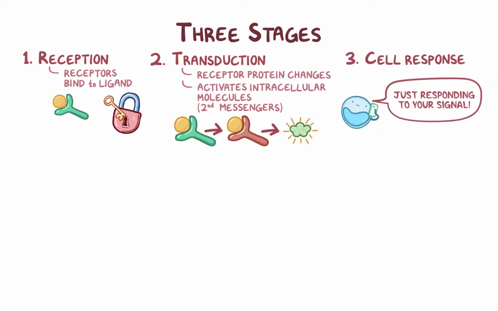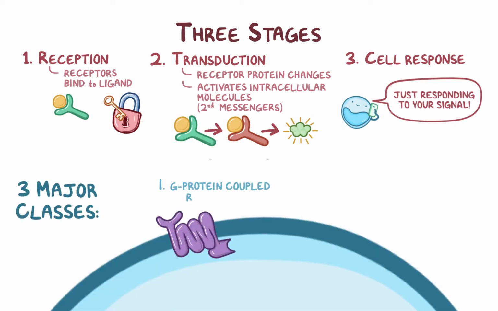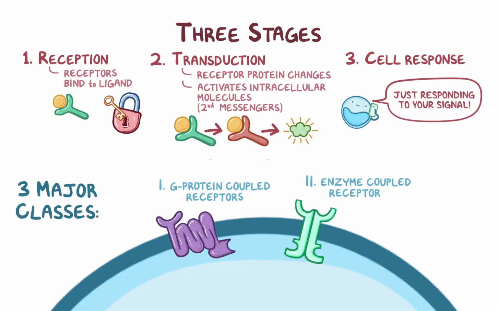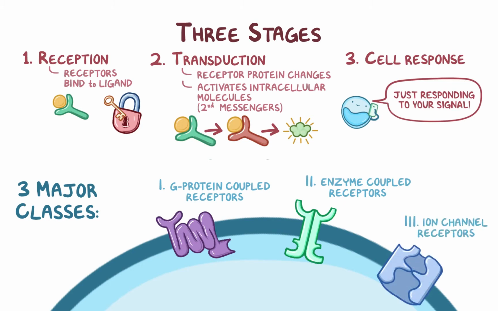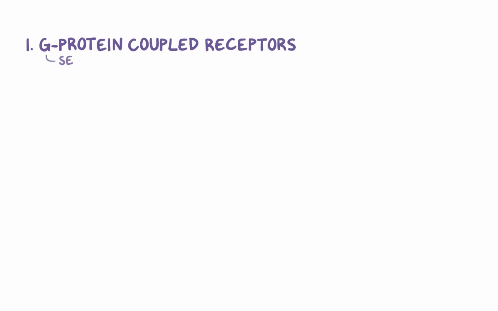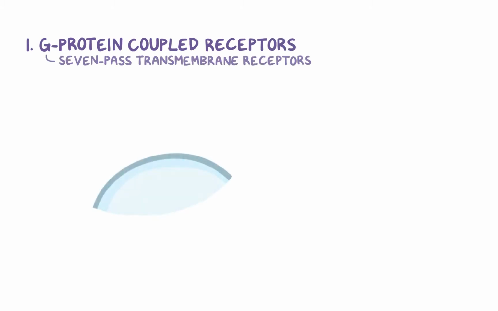Zooming into these transmembrane receptors, there are three major classes: G protein coupled receptors, enzyme coupled receptors, and ion channel receptors. G protein coupled receptors are 7-pass transmembrane receptors. These are like really long proteins that have one end that sits outside the cell and binds the ligand.